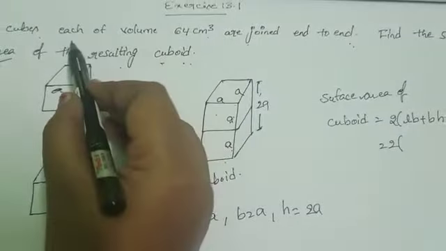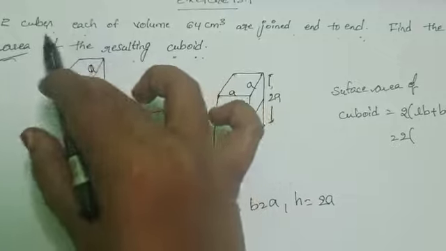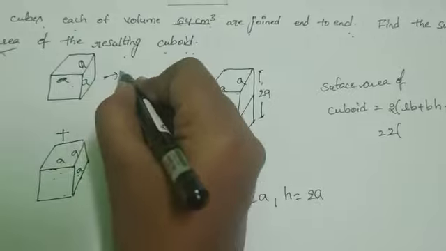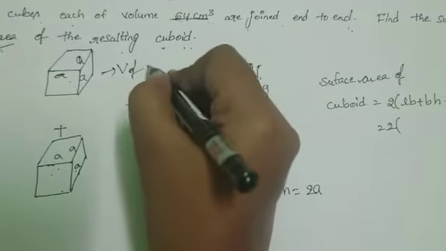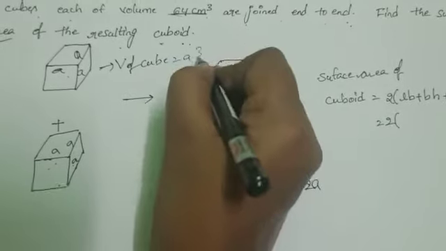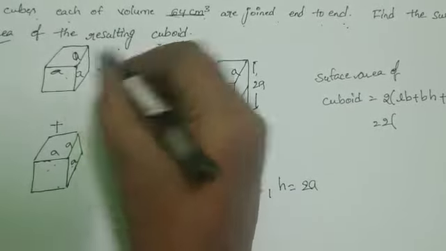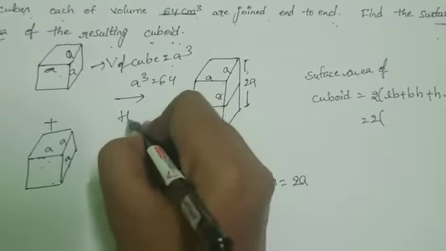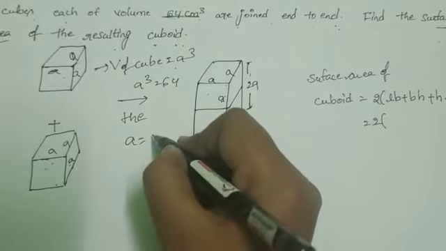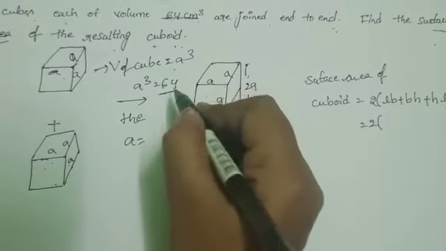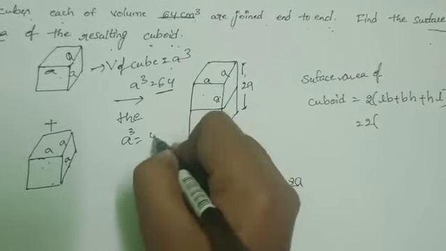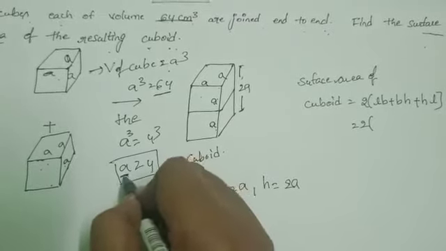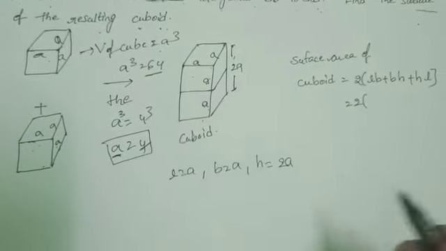And given volume of each cube is 64 centimeter cube. What is the volume of cube? Volume of cube equal to A cube. Here side equal to A. A cube equal to 64. Then A equal to 64 is 4 cube. A cube equal to 4 cube. A equal to 4. Therefore, side of the cube equal to 4 units.